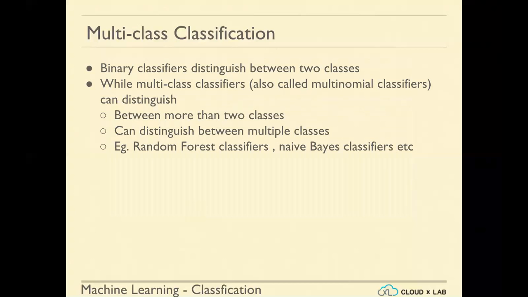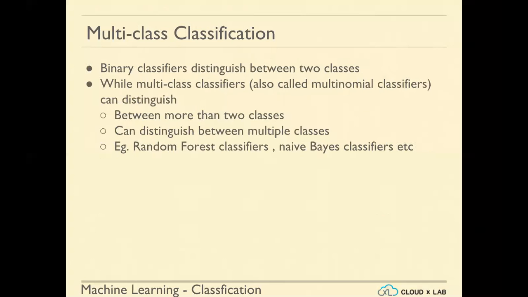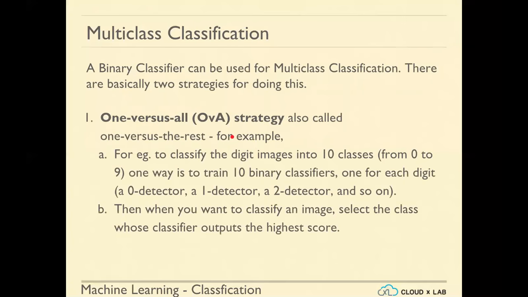Examples of algorithms that we're going to use for multi-class classification are random forest and naive Bayes classifier, etc. Okay, so there are two ways to do multi-class classification. Can we use the same technique that we did for binary for the multi-class? Yes or no? That's what the idea about these two strategies is.